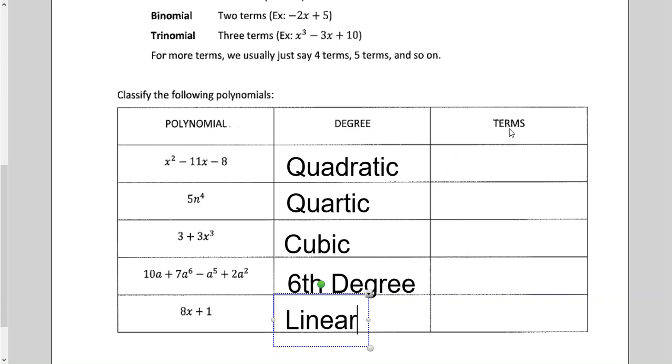Now let's look at their classification by the number of terms it has. So remember, a term is anything that's being separated by an addition sign or a subtraction sign. Here's an addition, here's a subtraction. So we can name the polynomial by its degree, or sorry, the number of terms. So this one right here, let's just count. It has 1, 2, 3 terms. So whenever it has 3 terms, we call it a trinomial.